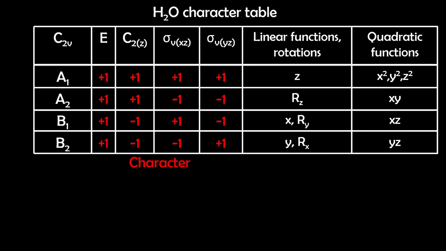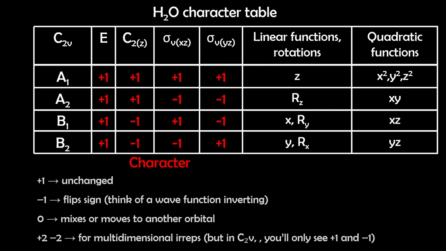So going back to the character table, what do the numbers in this table actually mean? Well, again, they are the characters of the irreps. So if we have +1, that means unchanged. If we have -1, that means the sign is flipped. Think of a wave function inverting. If we have 0, this means they mix or move into other orbitals. And if we have +2 or -2 or greater values, this is multi-dimensional irreps.